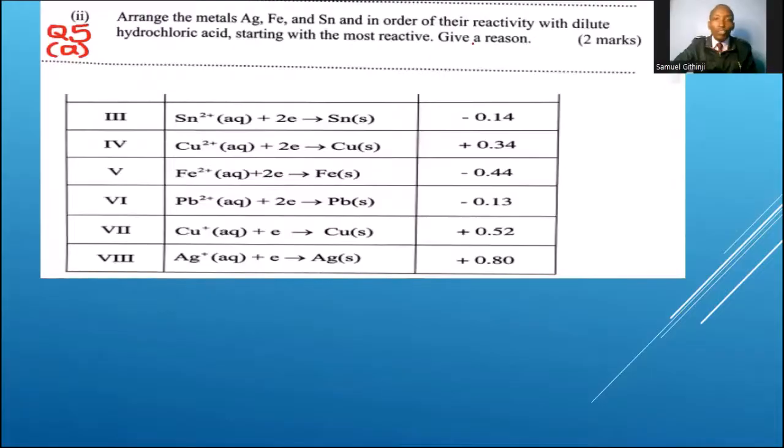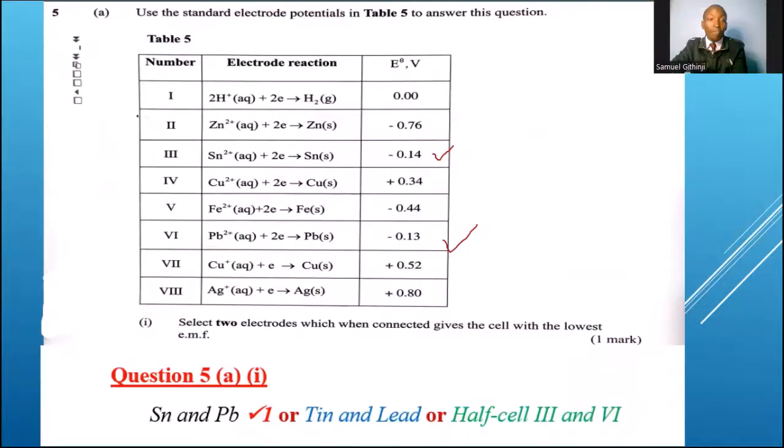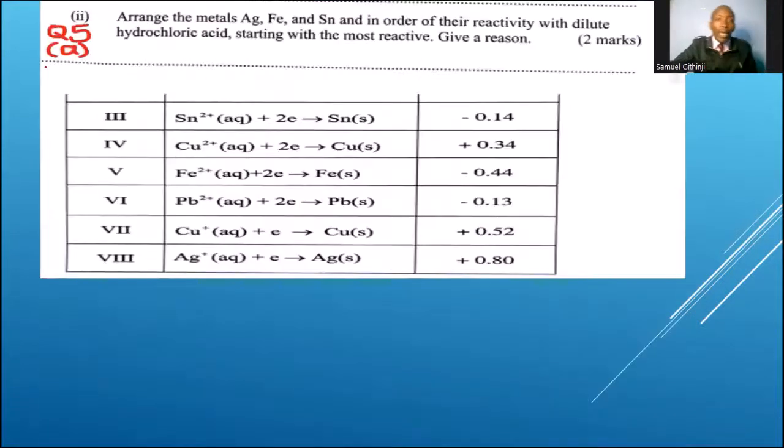Okay, we move on to question number, that is still number 5, yes, number 5A, Roman 2. Arrange these 3 metals, you're given silver, iron and tin, in order of their reactivity with dilute acid. These are metals. So if I can consider them, I have silver, positive 0.80 there. I have iron, and I have tin.